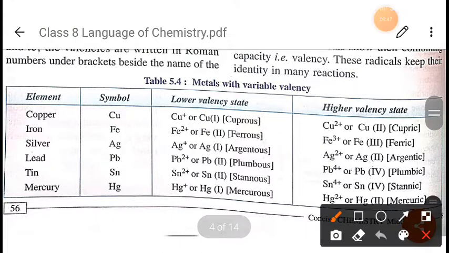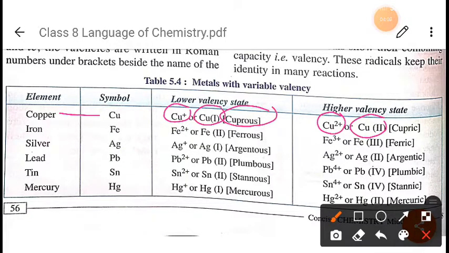When we talk about the example of copper, its symbol is Cu. Copper exhibits two valencies, Cu+ and Cu2+. So it is written as Cu(I) and Cu(II). When it is exhibiting a +1 oxidation state, it is cuprous. When it is exhibiting a +2 oxidation state, it is cupric. The example of iron we have already seen.